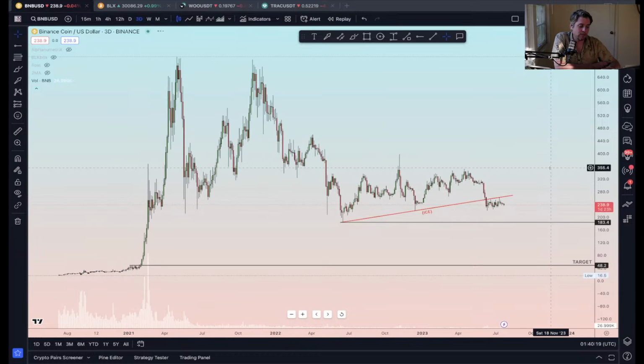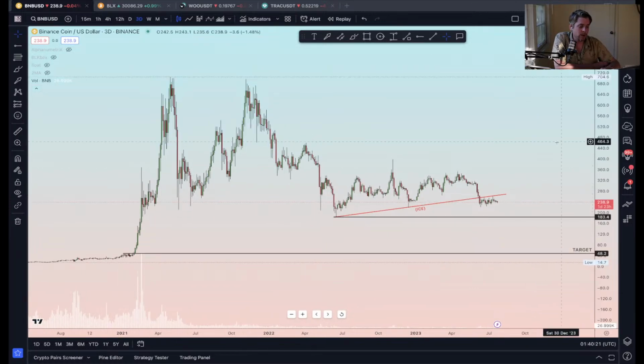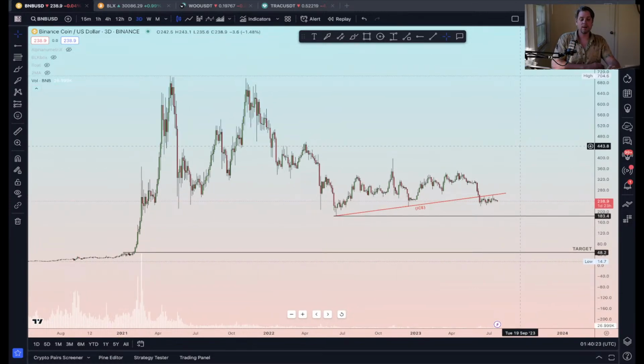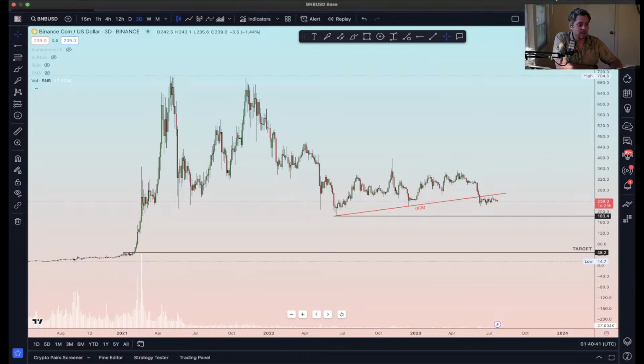BNB getting a rejection from the ICE. We've been talking about this one for months. I'm very bearish on BNB. I think that Binance is a shady exchange that has been propping up the BNB token for quite some time. If the markets are correct and it is a good vehicle for realizing price, then we could see this rejection here.